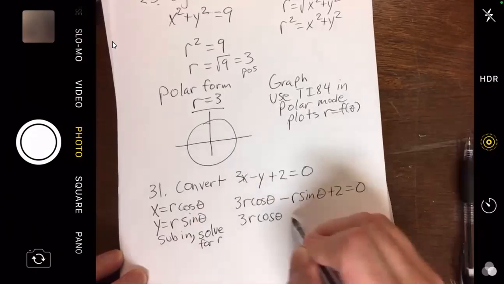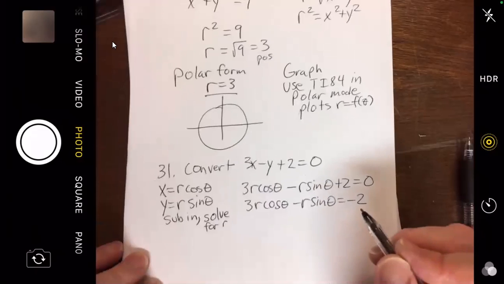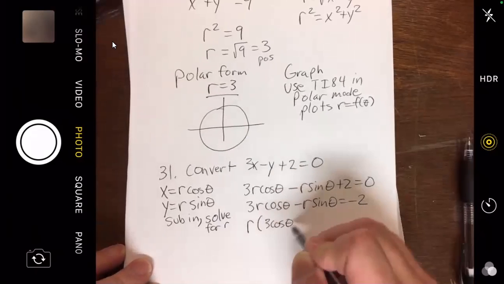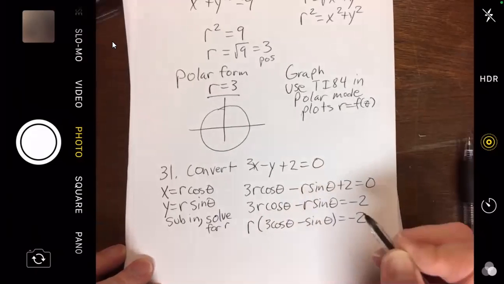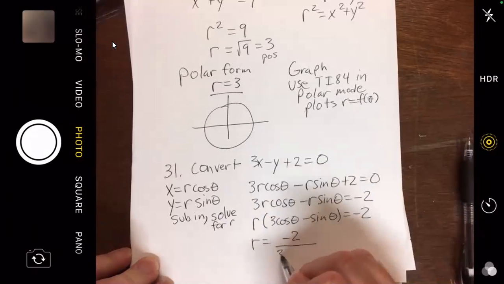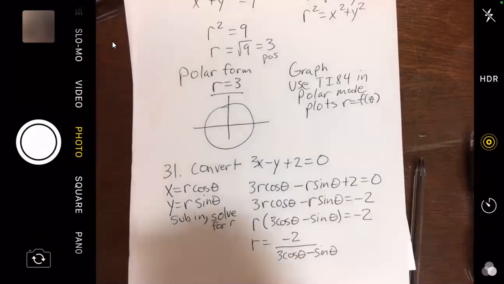3r cosine theta minus r sine theta equals negative 2. Factor out r: r times 3 cosine theta minus sine theta. So r equals negative 2 over 3 cosine theta minus sine theta. This is dangerous. I've been trapping myself on some of these. Let's give it a try. 10.4, number 31.